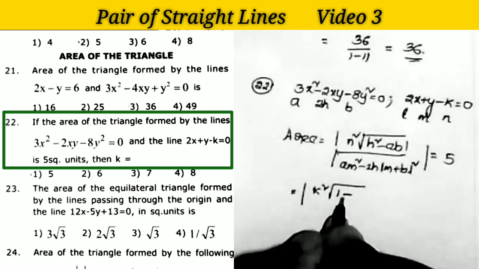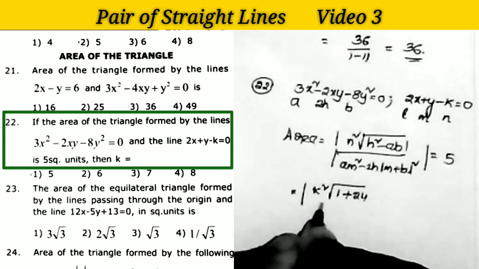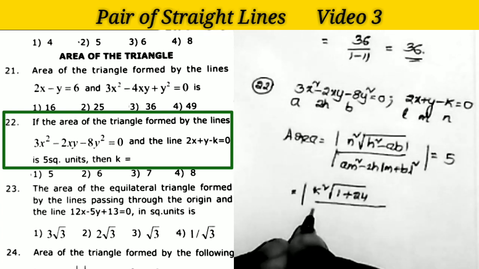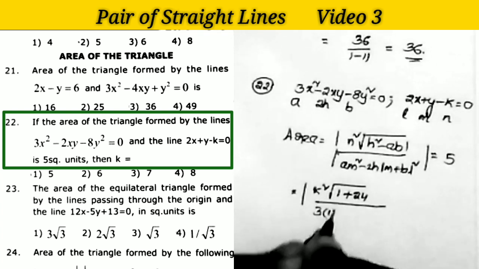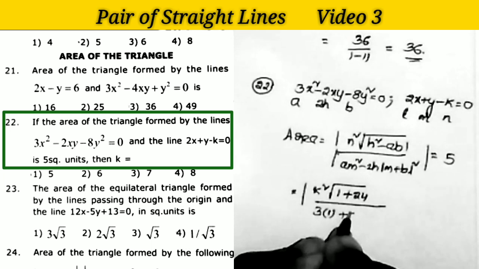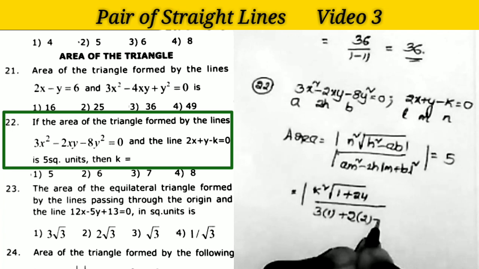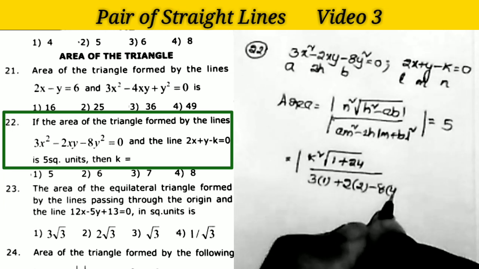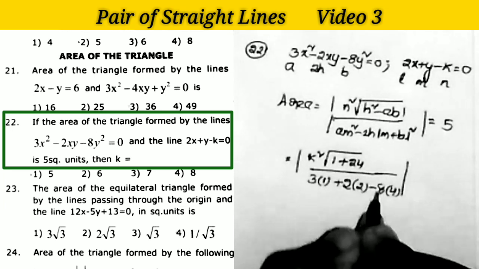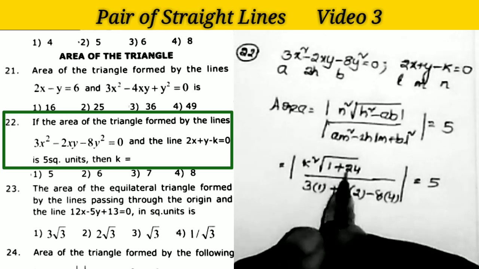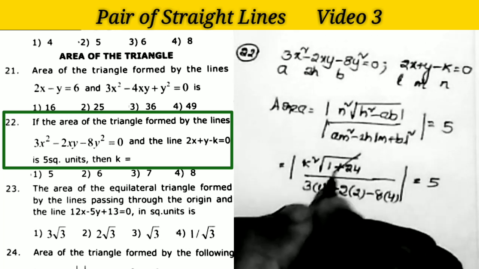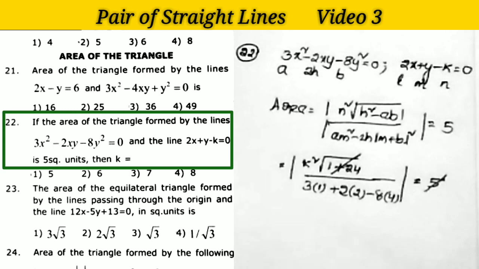ab is equal to minus 24, that is plus 24, by am square, 3 into 1 square, that is 1, minus 2h, minus of minus plus 2 into lm. lm is equal to 2 plus bl square, square is equal to 4. Okay. Just replacing the values. So 1 plus 24 is equal to root 25. Root 25 is equal to 5. So here 5 and 5 get cancelled.